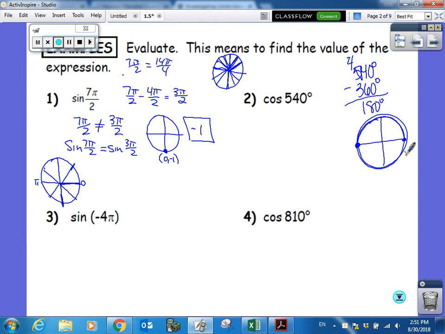So 540 and 180 are at the same place. That's over here in our unit circle. That's -1, 0. We want to know the cosine, which is the x value, -1.